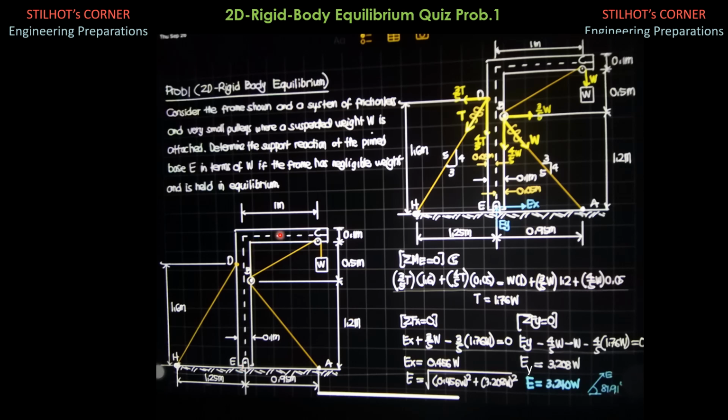So take note, the frame has negligible weight. Only the weight here and the reaction tensions here will be considered, as well as the support reaction at E. Take note also that this frame has a thickness of 0.1 meter. So 0.1 meter, and we have A, pulley B, C, which can be considered points based on this information given.